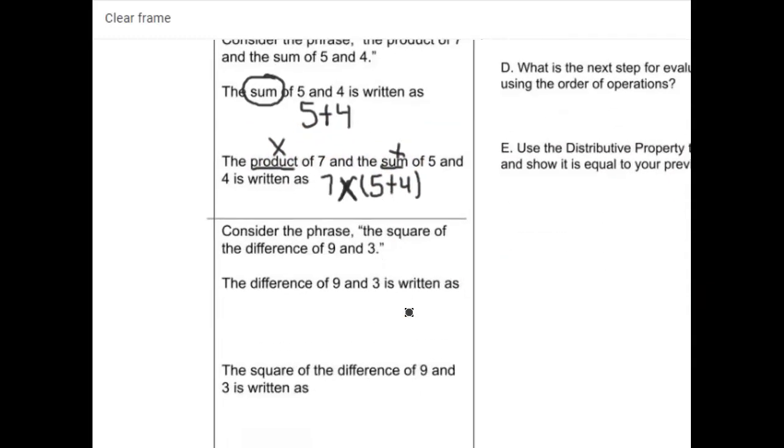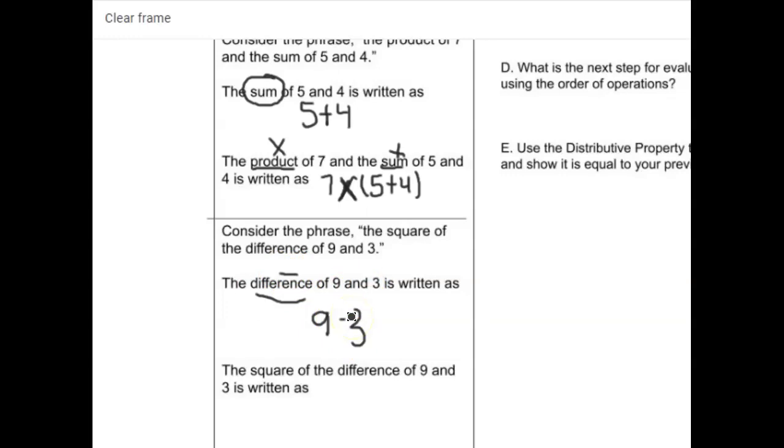Consider the phrase, the square of the difference of 9 and 3. So first, let's look at this first section. They broke it down for us. The difference of 9 and 3 is written as... difference means we're subtracting. So that means we're going to subtract 9 and 3. So that's the first part.